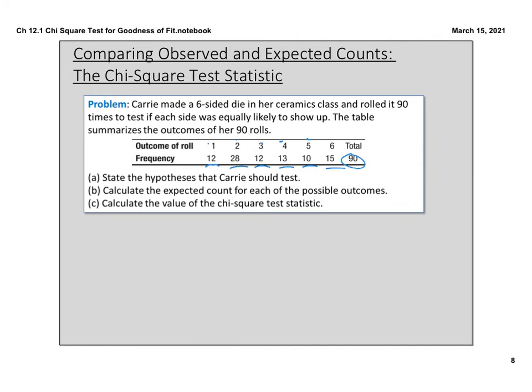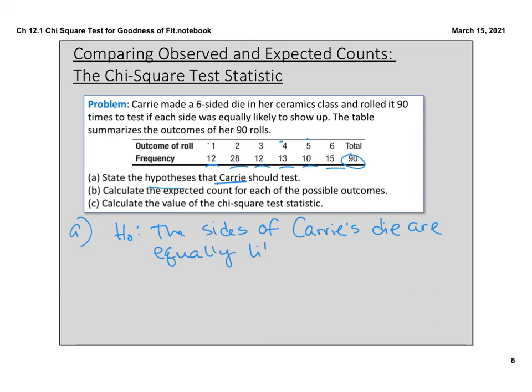Okay, so let's talk about what we should expect to see from Carrie's die, the die that she made. So in part A, it says state the hypothesis that Carrie should test. So the null would be that the sides of Carrie's die are equally likely to show up.